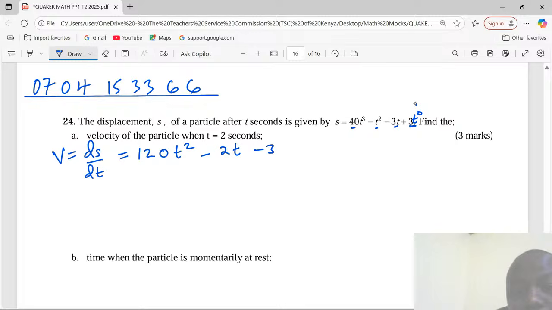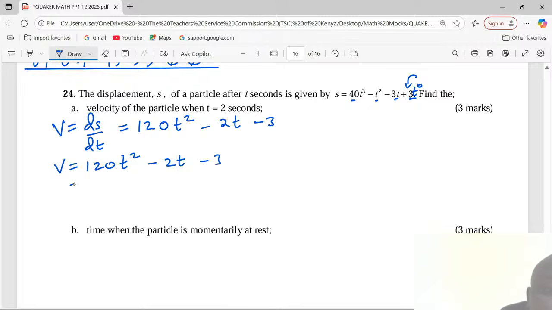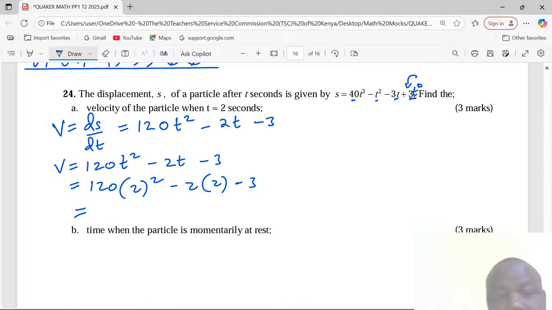So when we drop the power 0 to this part, the constant completely disappears. So the velocity function is 120t² minus 2t minus 3. What are we finding? Velocity when t equals 2 seconds. 120 times 2 squared minus 2 times 2 minus 3. Let me find this now. 120 into 2 squared minus 2 into 2 minus 3. I'm getting 473 meters per second, now that it is velocity. Yeah, meters per second.